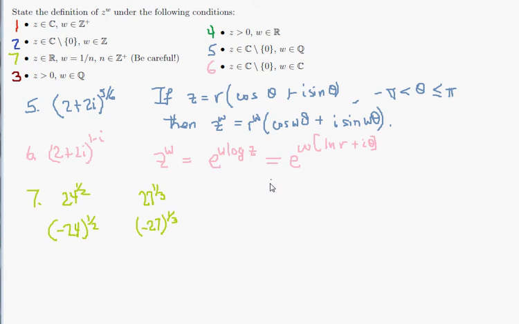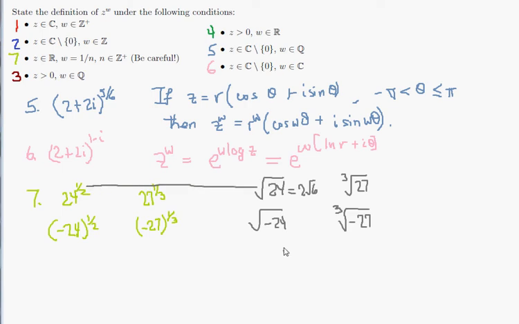be equivalent to square root of 24, square root of negative 24, cube root of 27, and the really crazy one, negative cube root of 27. Okay, now what are these things? Square root of 24, you know full well what that is. That's equal to 2 square root of 6. Okay, and these two match. So that matches what we would have here.